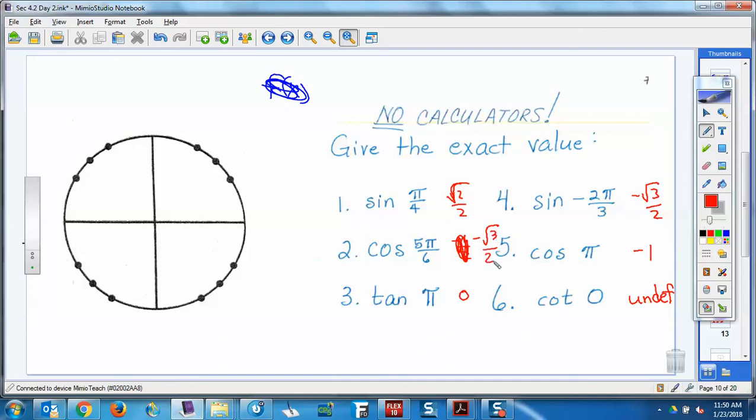I just had to fix mine. I had negative 1/2. I admit it. I was thinking sine. All right. Well, sine wouldn't even be negative. I don't know what I was thinking. Tangent of pi. 0. Sine of negative 2 pi thirds. Negative root 3 over 2, because that would be down in the third quadrant. Negative root 3 over 2.